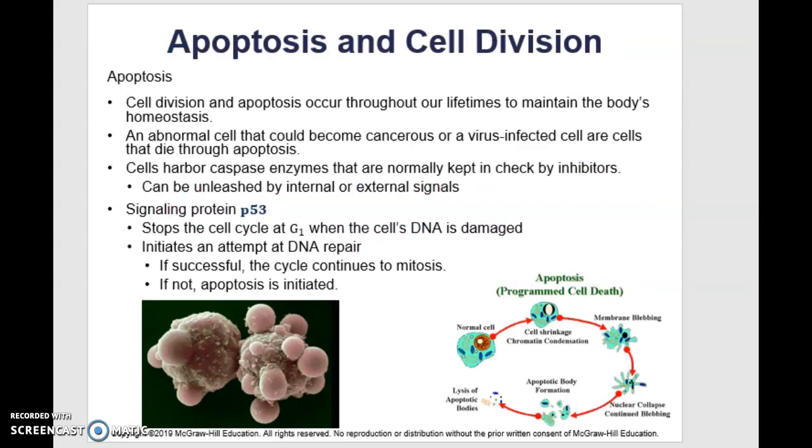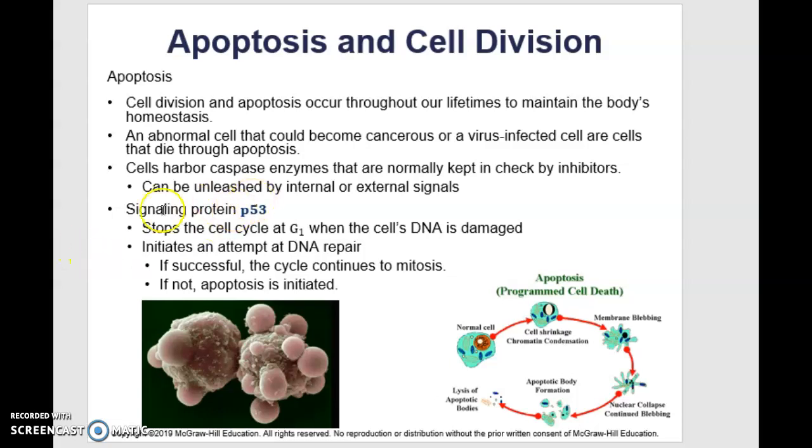Cell division and apoptosis are completely normal, and they happen in everyone. An abnormal cell that could become cancerous or a virus-infected cell are cells that should die through apoptosis. Now, when cancers or tumors get out of control, that's when apoptosis did not occur, and it should have. So sometimes apoptosis doesn't happen, or programmed cell death does not occur when it should have.